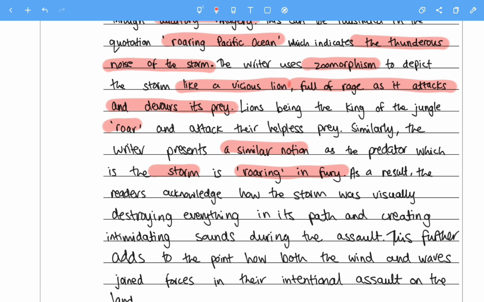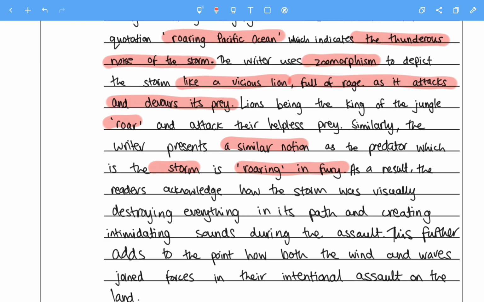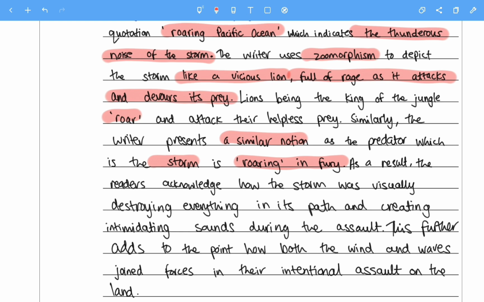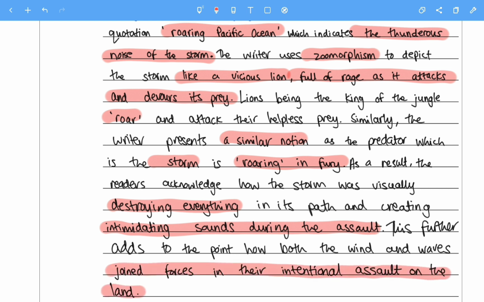Look at the link I've made. Look at the sophistication within my analysis. I've linked a predator-prey relationship, a lion and a deer, to the insert, to the extract, where the storm is the predator and the land is the prey. As a result, the readers acknowledge how the storm was visually destroying everything in its path and creating intimidating sounds during the assault. This further adds to the point how both the wind and waves joined forces in their intentional assault on the land. Look at all this commentary.